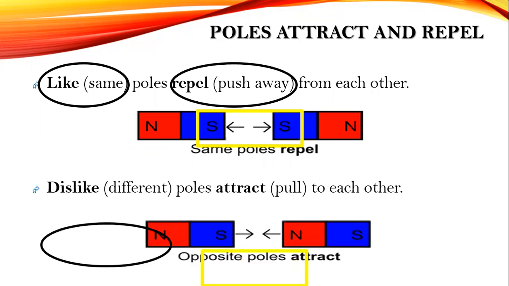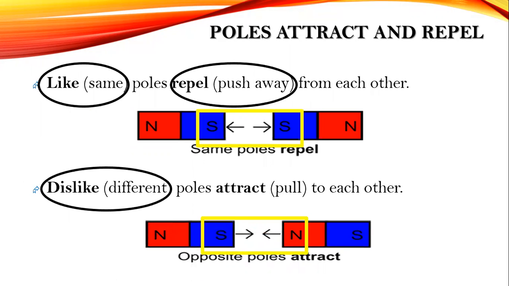While unlike or different poles are going to attract, or in other words, pull to each other. So if you have two magnets and place two different poles facing each other, you are going to find that they are going to attract, or pull to each other.